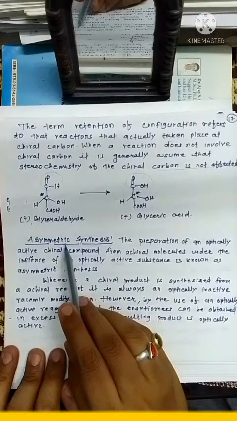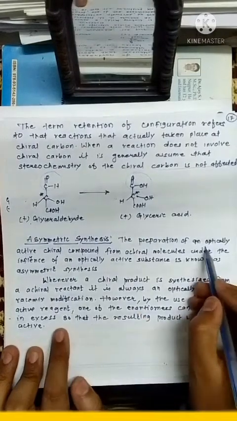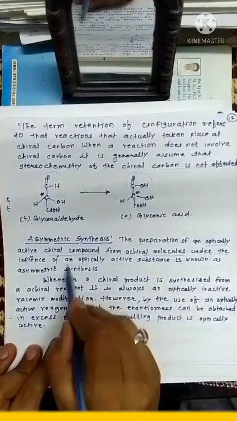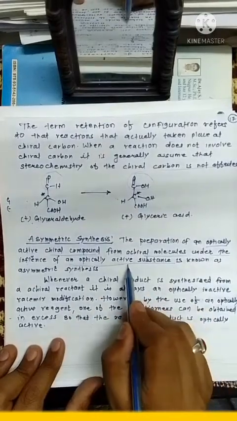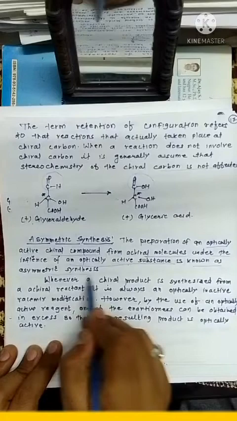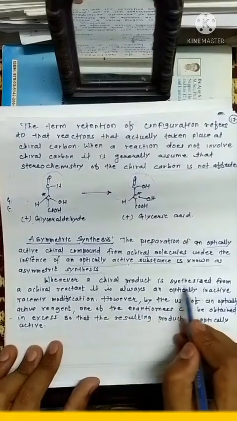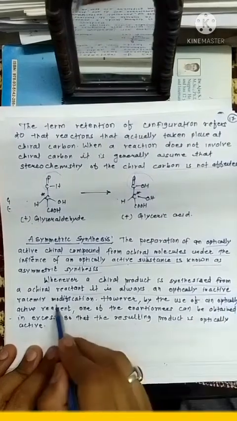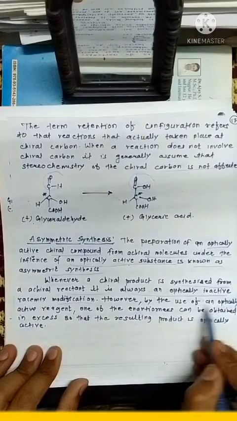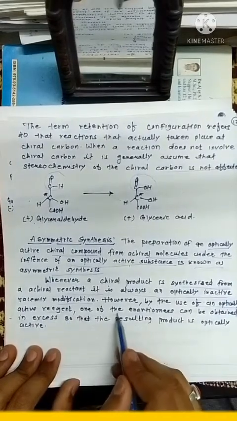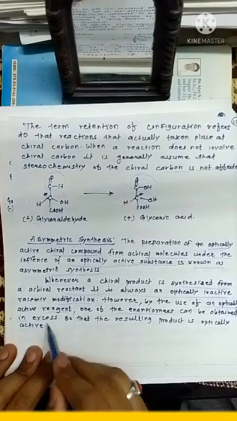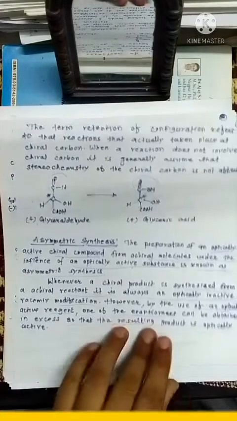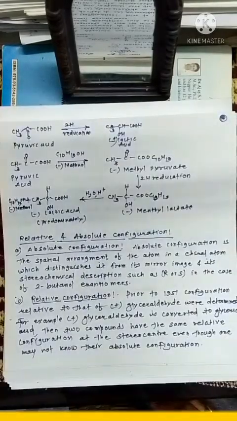Now next topic is asymmetric synthesis. The preparation of optically active chiral compound from a chiral molecule under the influence of optically active substance is known as asymmetric synthesis. Whenever a chiral product is synthesized from a chiral reactant, it is always an optically inactive racemic modification. However, by the use of optically active reagent, one of the enantiomers can be obtained in excess so that the resulting product is optically active. So now we are going to see an example for it.